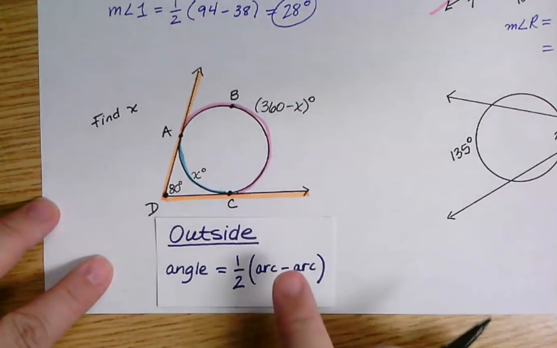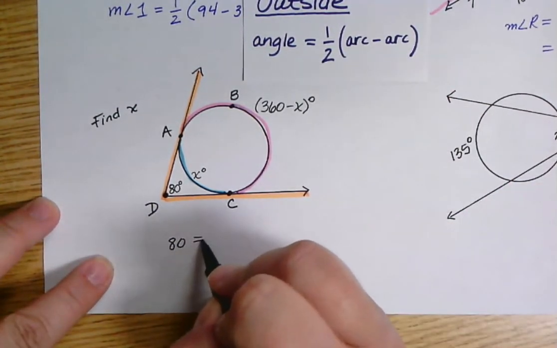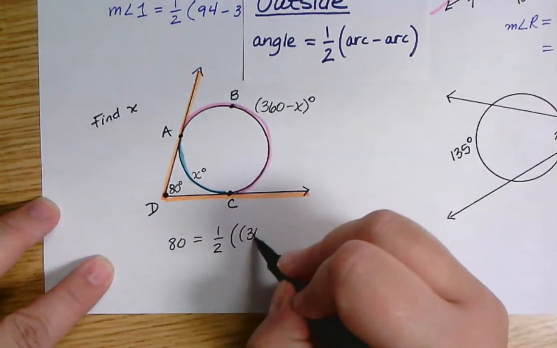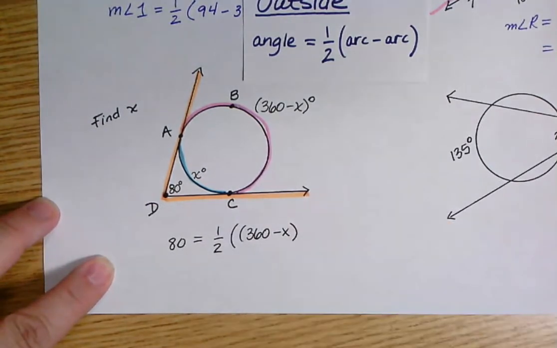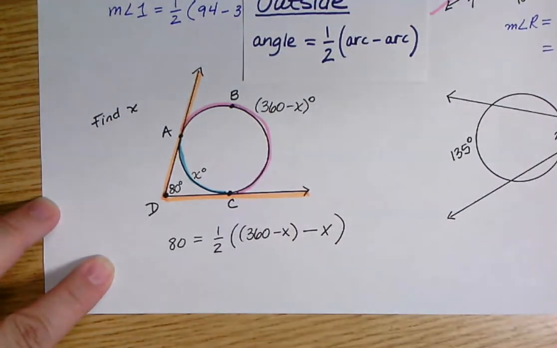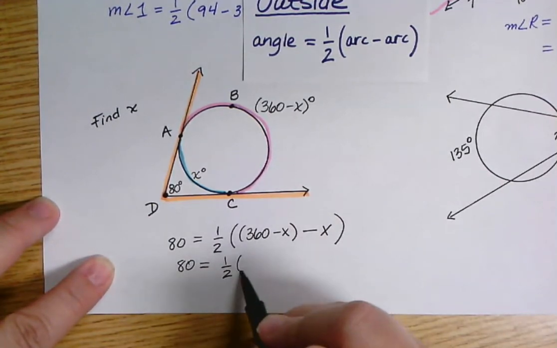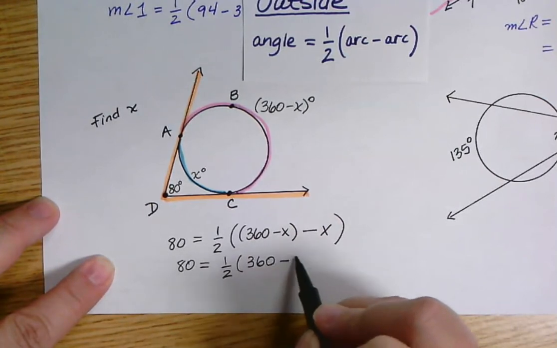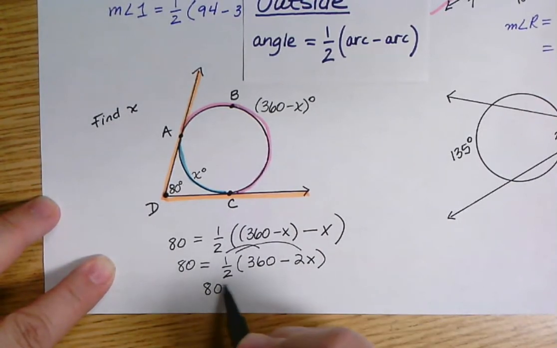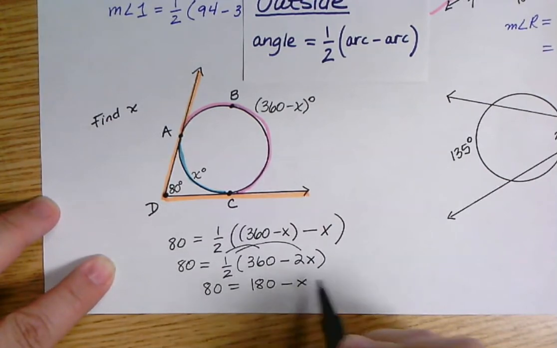And now I can use this formula to write an equation. My angle, which is 80, equals 1/2 of the bigger arc, which is 360 minus x, minus the smaller arc, which is just x. So 80 equals 1/2 of, and when I get rid of these parentheses, this is really just 360 minus x twice, so that's minus 2x. And I can distribute my 1/2. 80 equals 1/2 times 360 is 180. 1/2 of 2x is just 1x.